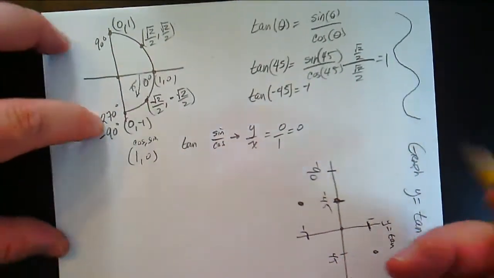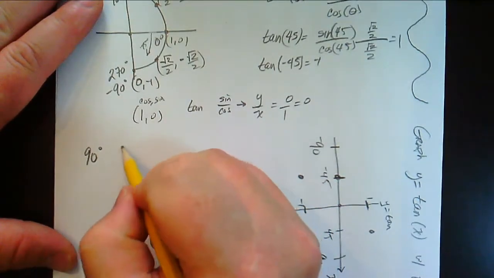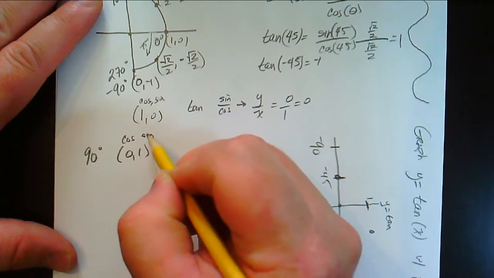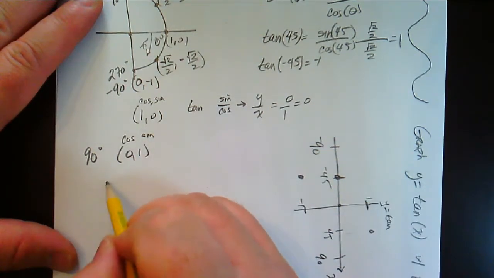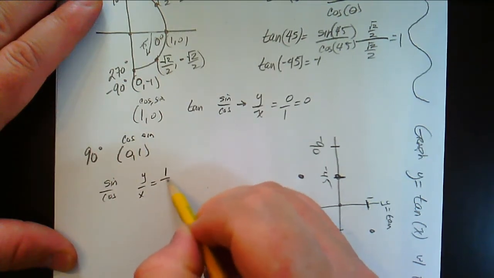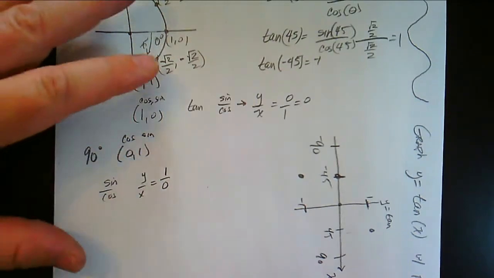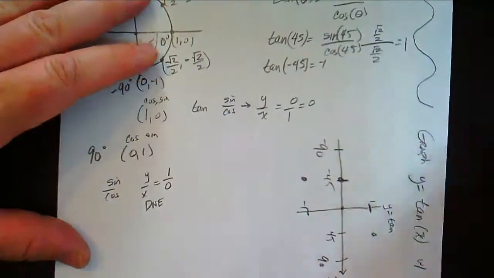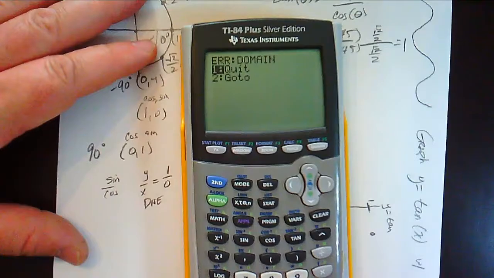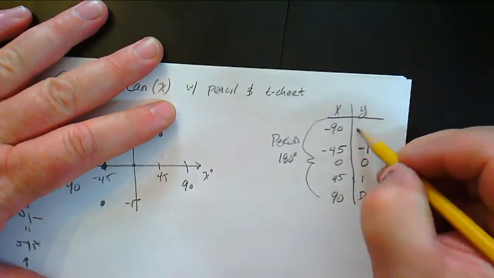Trouble comes in at 90 and negative 90. Let's look at 90 degrees. On the unit circle, the coordinate is 0, 1, so the cosine of 90 is 0 and the sine of 90 is 1. Tangent is sine over cosine, or y over x, so that's 1 over 0. That's not a number. There's nothing times 0 that equals 1, so that does not exist. That's why on a calculator, if you plug in the tangent of 90 degrees, it yells at you and says we have a domain error.